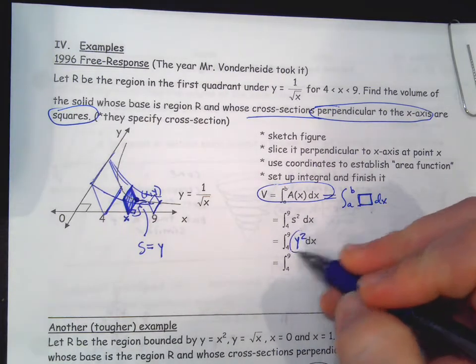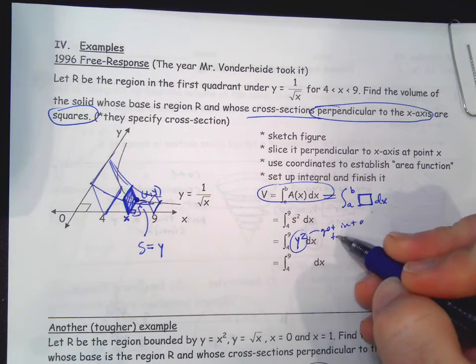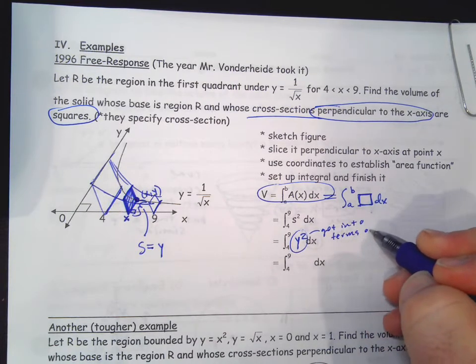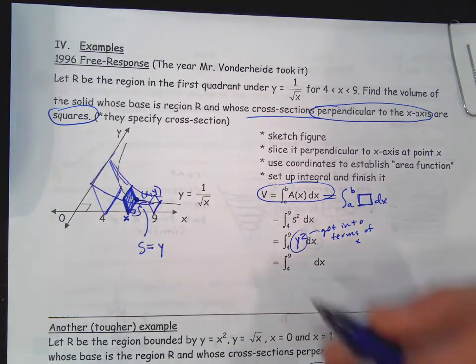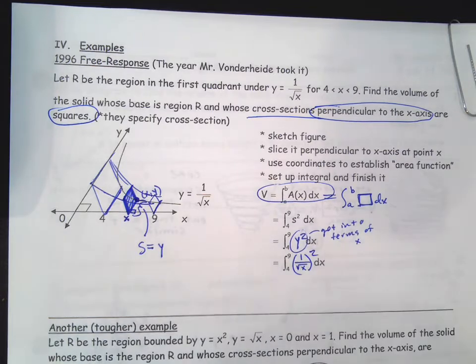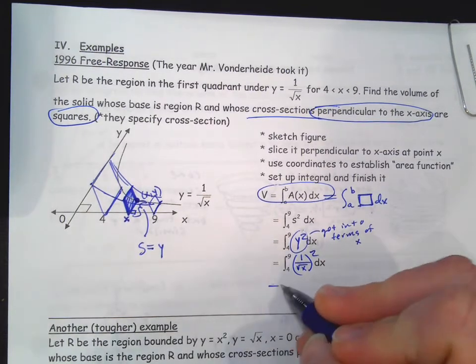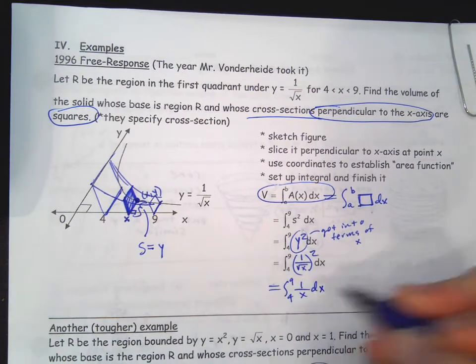So we need to get into terms of x, since we want to integrate with respect to x in the x direction. That's pretty easy. It's 1 over the square root of x, squared. And then we could simplify it. It's going to be 1 over x. And so that's just the setup.